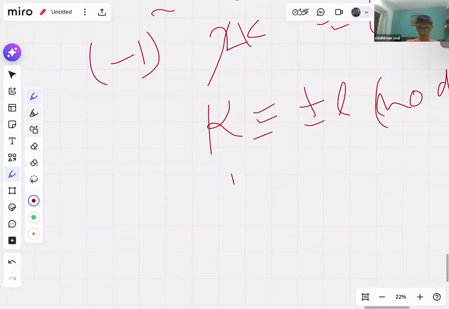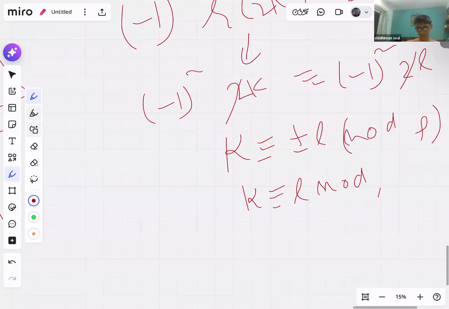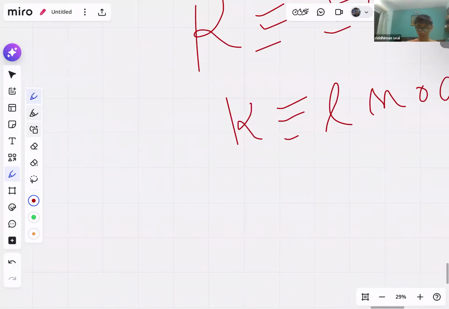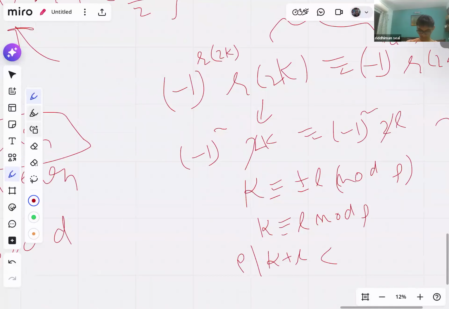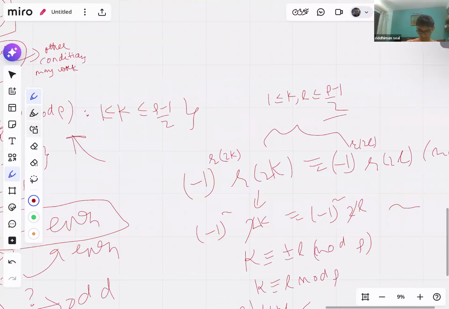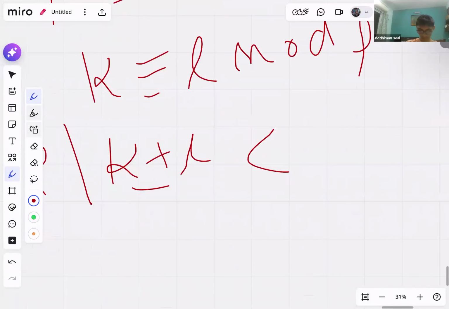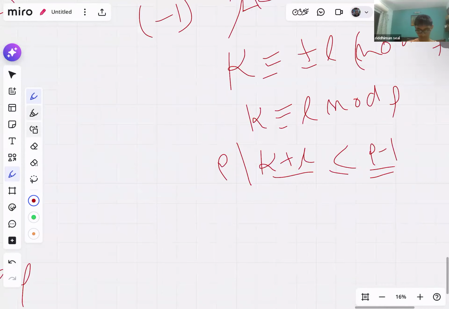From this you can see a contradiction, right? If k is congruent to l mod p, then we are already done, since they cannot be distinct. And if k plus l is congruent to 0 mod p, that means p divides k plus l. But observe that because of this bound, this sum is at most p minus 1 by 2 plus p minus 1 by 2, which is p minus 1. And now this is a contradiction.